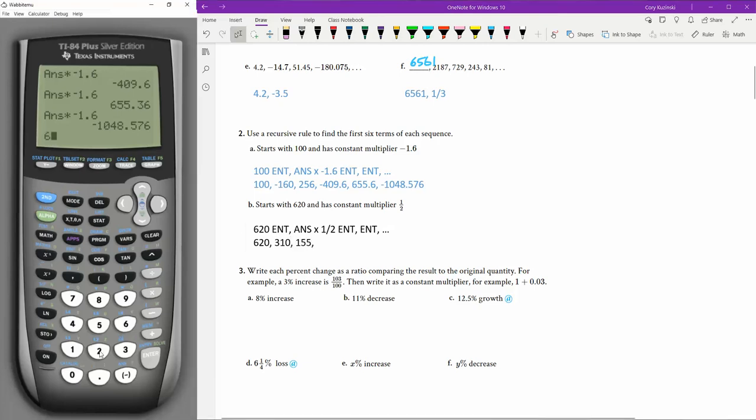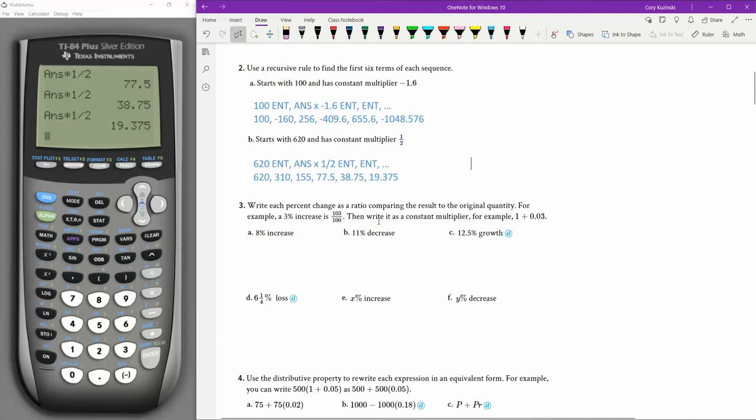I better use a calculator at this point because I'll probably mess it up. So there's our starting number times 1/2, 310, 155, 77.5, 38.75. And I think that gives us everything we need. 77.5, 38.75, and 19.375. Those are the first 6 terms in our sequence. So notice that the first term is actually the starting number, okay? It's not term 0. We'll call that term number 1.